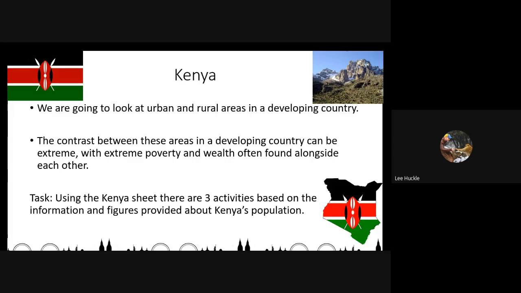Now, we then looked at a bit of an anomaly here. We went over to Kenya and we looked at Kenya's population structure as a developing country. So you looked at the urban and rural areas of Kenya as a developing country. You looked at the contrast between these areas in the developing country of Kenya and how extreme they are, looking at the extreme levels of poverty and wealth found alongside each other in a country like Kenya. And then your task was to complete a worksheet looking at Kenya with 3 activities based on the information and figures. So you'd got a lot of data from Kenya and you'd have deconstructed their population.